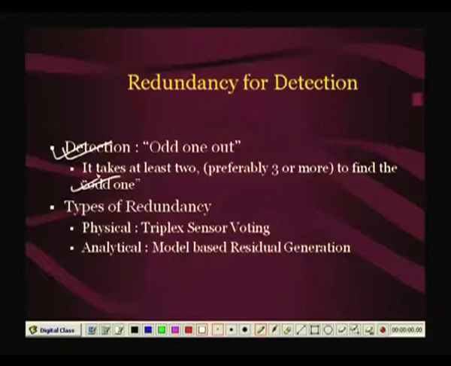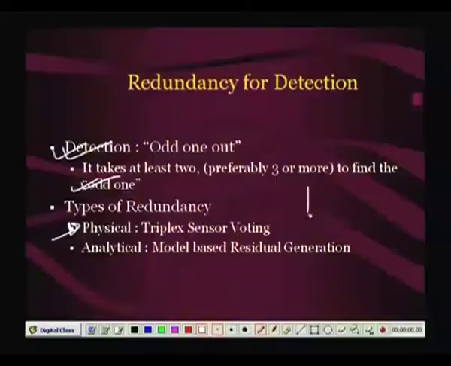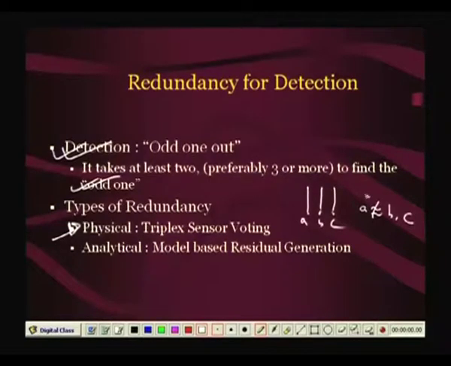So this kind of redundancy which is needed for detection can be created in various ways. For example, you can have a physical redundancy where for every measurement of a variable you put 3 sensors. They give values A, B, C. If A is significantly different from B and C, then A is faulty. By this simple strategy we can detect many faults, but the problem is that for everything you are going to put 3 sensors.